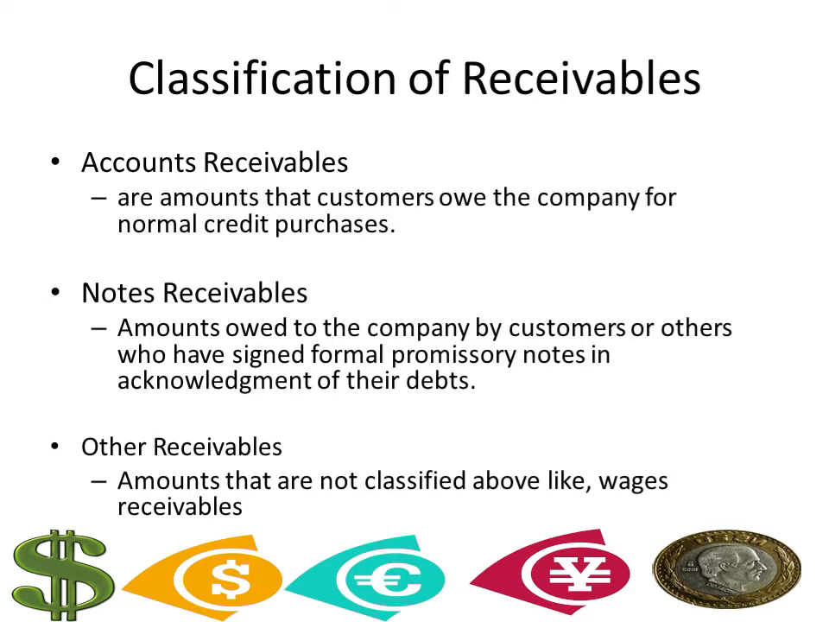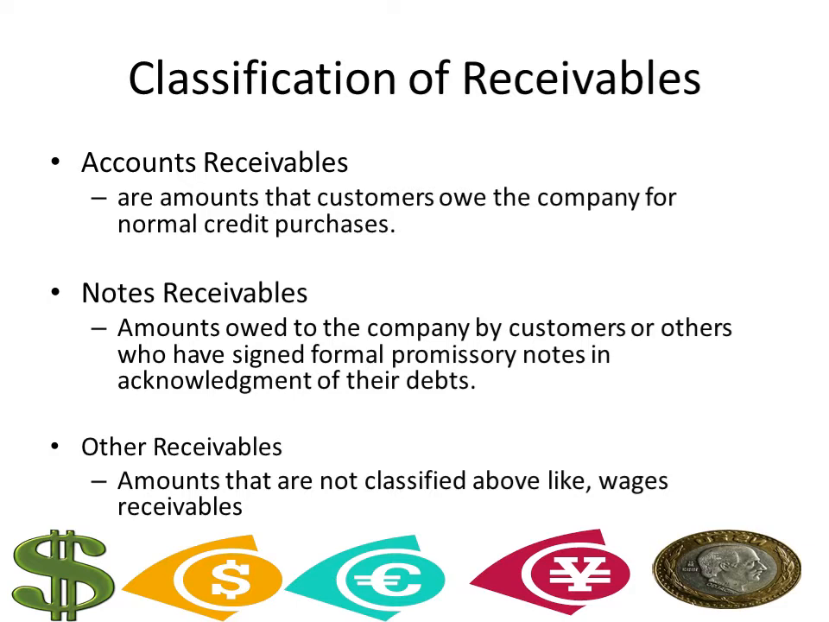Now, we also have the notes receivable. Notes receivable are amounts owed to the company by customers or others who have signed a formal promissory note or an acknowledgement of their debts. So normally, when you execute a negotiable instrument promising to pay a client or your supplier, these are now notes receivable because there is evidence of a promissory note. Accounts receivable are normally for our trading activities. Notes receivable could be for trading or other activities.